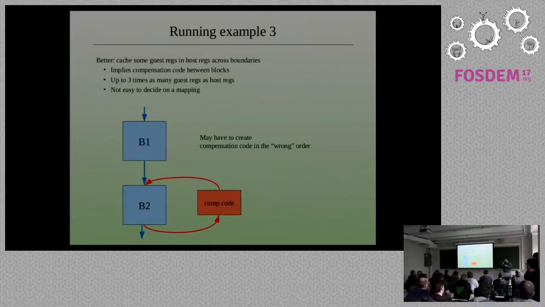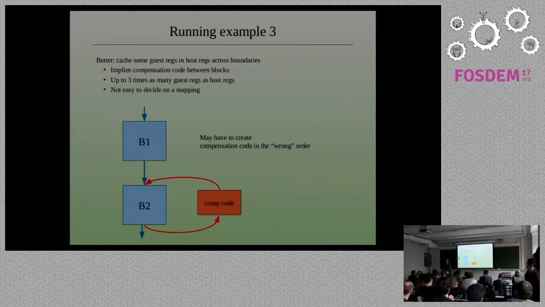So we would like to do better, and the approach of flushing everything back to memory at the end of a basic block is terribly naive by common standards of building these kinds of things. So what we would really like to do is hold some values of the guest registers in the host registers as we go across basic block boundaries. But that's actually not so simple to do.